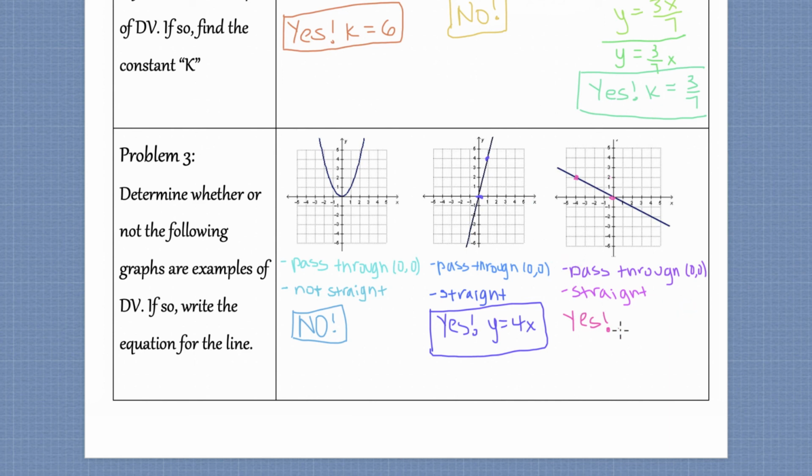So then for our final answer, we're just going to plug in -1 over 2 for k in the direct variation equation. And our final answer is going to be y is equal to -1 over 2x. And that is going to be our answer for this one right here.